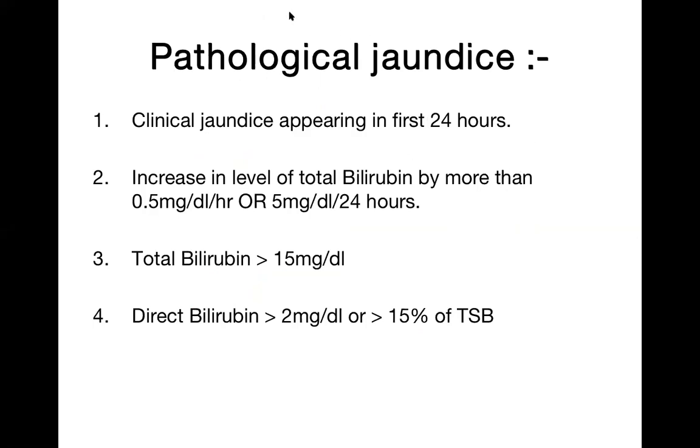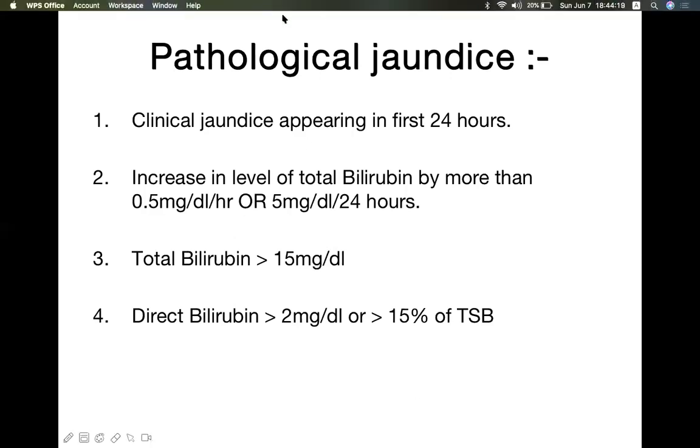Second one, what is the rate of rise of the jaundice? How quickly the jaundice is rising. So an increase in the level of total bilirubin by more than 0.5 milligram per deciliter per hour, or more than 5 milligram per deciliter in 24 hours. For example, on the first day it was 5, on the second day it reaches 10, on the third day it reaches 15. Like that, then also it is pathological. Total bilirubin more than 15 is always pathological. I've already told you. We do not ignore this. This baby should be admitted and then treated.